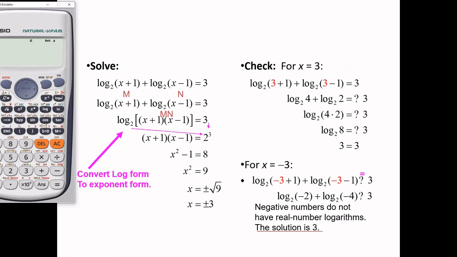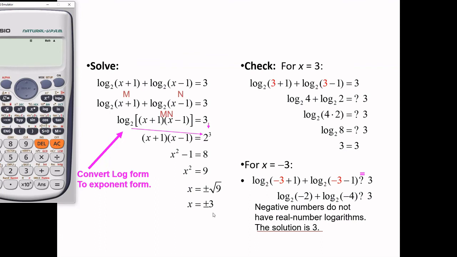Now, at this point, we could take this 8 to the other side and have x squared minus 9, which factors into x minus 3, x plus 3, and get plus or minus 3. Or we can use the square root rule, take the 1 over here, take the square root of both sides. The square root of 9 is plus or minus 3. And then they did a check of it over here.